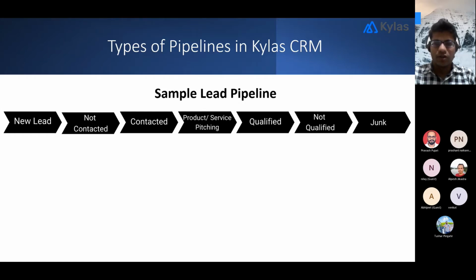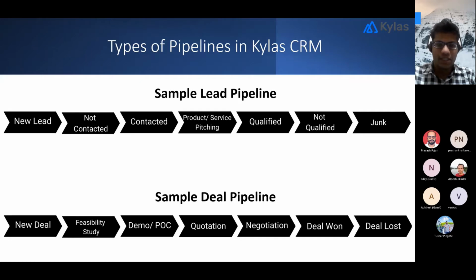Similarly, for deals, there is a typical pipeline. A deal, as we know in Kailas, represents the sales opportunity that is lying in the system. Once a lead is qualified, we convert the lead and create deals in the system. So we can have a sample pipeline for deals, like when a deal is created, it goes into the new deal stage. Then we can move the deal to feasibility study. Once we discuss with the customer, we understand their requirements, and maybe if there are some changes needed in our product or service that we are offering, those can be marked as feasibility study.